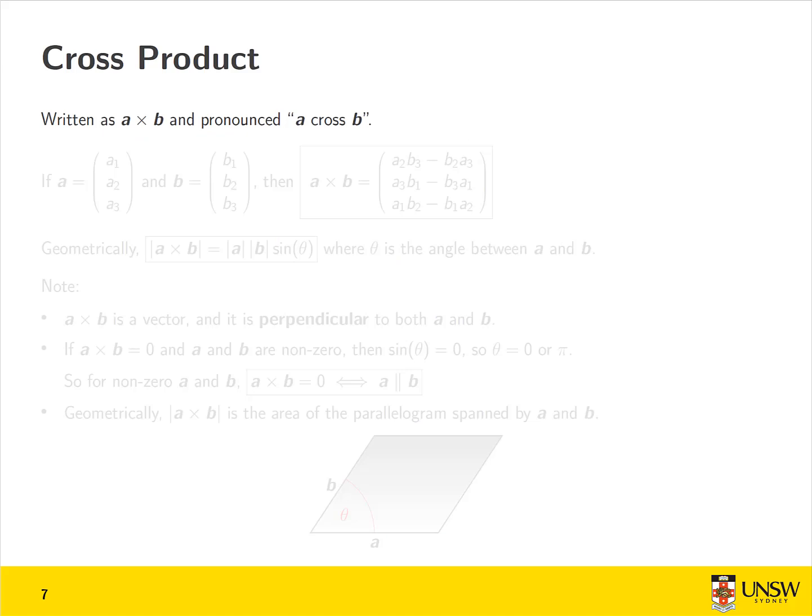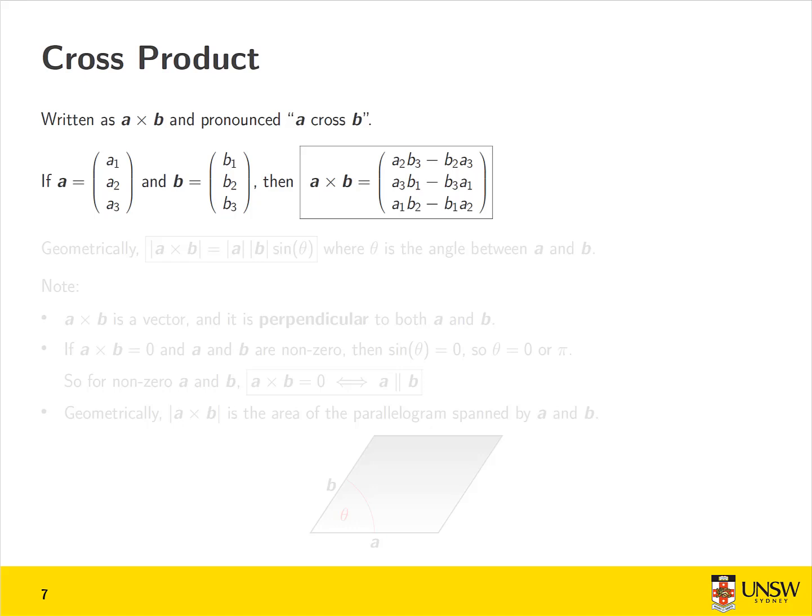Another useful vector operation is called the cross product. This operator is written as a normal multiplication symbol and pronounced A cross B. The cross product is only defined for three-dimensional vectors, and algebraically, A cross B is given by the rather complicated looking result shown here. The first component of A cross B is A2 times B3 minus B2 times A3. Notice this term uses all components except A1 and B1.